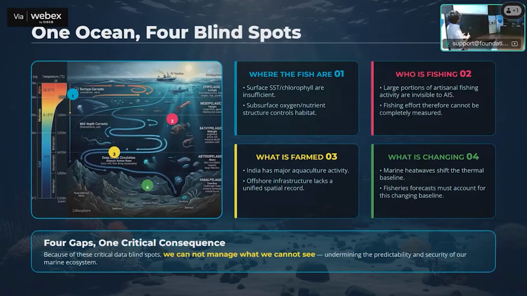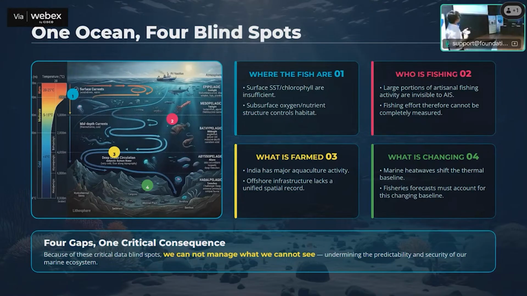The first problem that I faced was: where are the fish? Currently there are days on which the fisheries are being forecasted, but I found out there are some limitations and they're not sufficient. The first thing was it covers only the surface and doesn't dig deep into the ocean to figure out where fisheries are, and sometimes it's inconsistent.